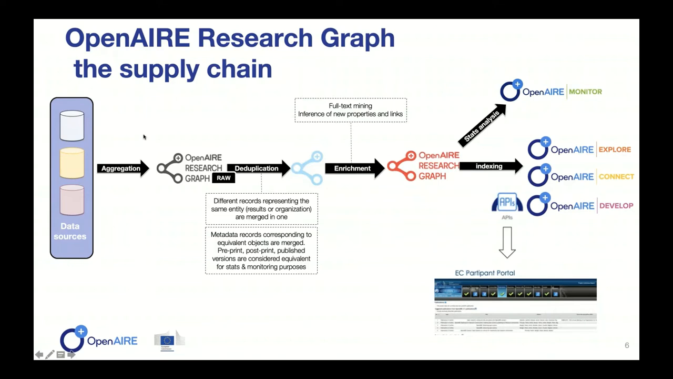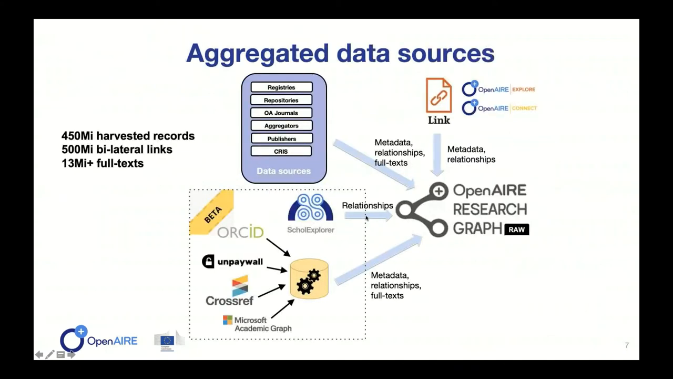We expose the graph to APIs, dumps, et cetera, and we build a number of services for discovery and monitoring mainly. But also, for example, the added value that we provide. So from the graph, we can, of course, redistribute the information to the original sources when we are able to enrich their metadata records. So let's keep going here.